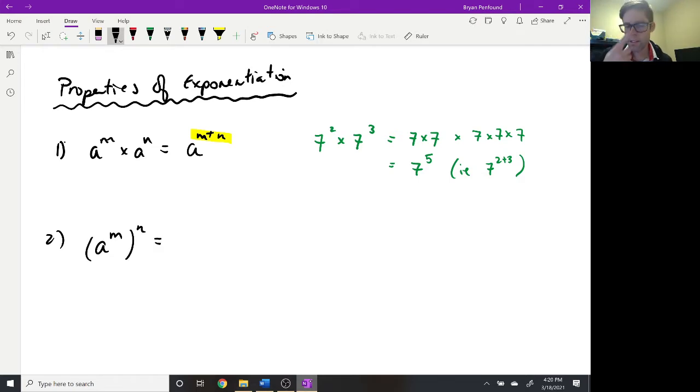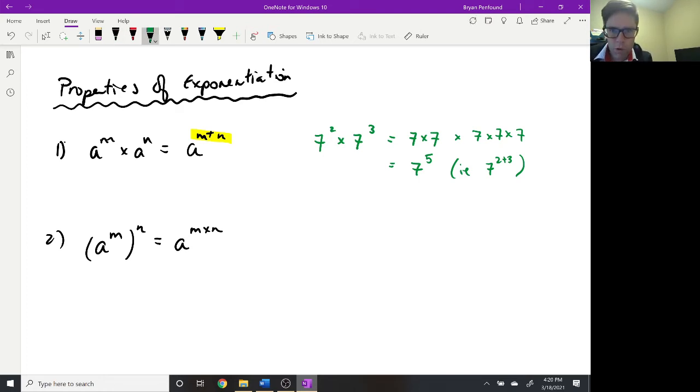Second property is that if I have an exponential expression inside a set of brackets and I go to raise that to some power as well, what I can do in this case is actually multiply the powers. Okay, so this is where the multiplication of powers comes from. It comes when I raise an exponential expression to another power.